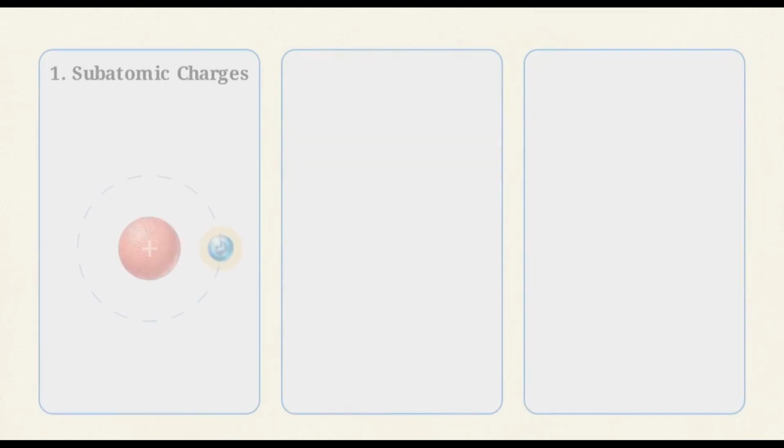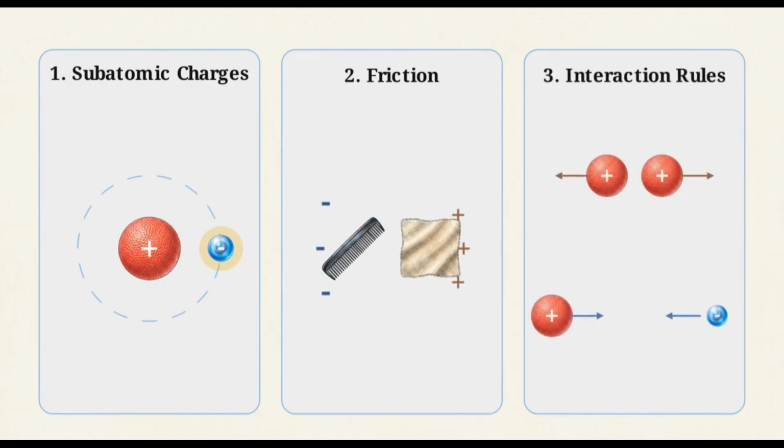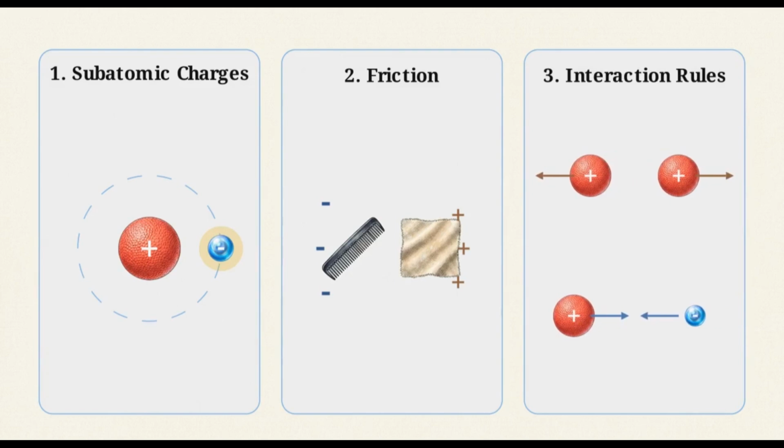Let's review. First, protons are positive and electrons are negative. Only electrons move to change an object's charge. Second, friction from rubbing objects together transfers electrons, creating static electricity. Third, like charges repel and opposite charges attract.